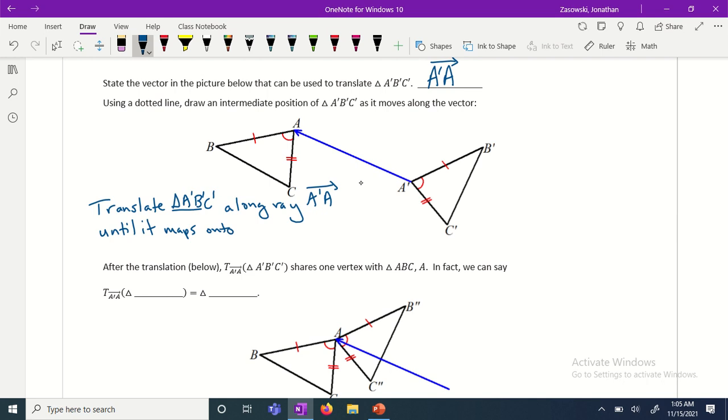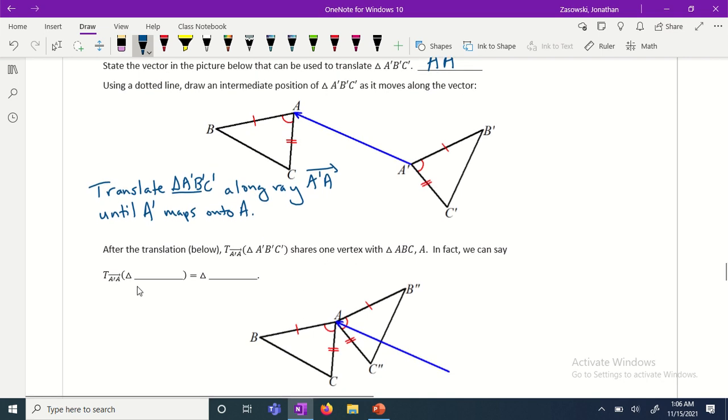Now, what is it mapping onto? So here, instead of saying it, we want to get specific about what we actually want to map onto what. So we want to say until A prime, because we're translating the whole triangle, but we're going to stop when this point goes onto that point, not when the triangles overlap, because they're not going to; this one's not facing the same way. So until A prime maps onto A. It's a little different when they're not perfectly going to overlap if you move it.